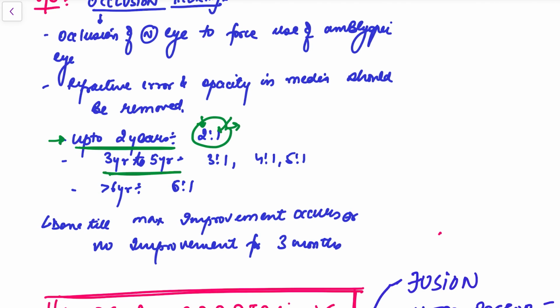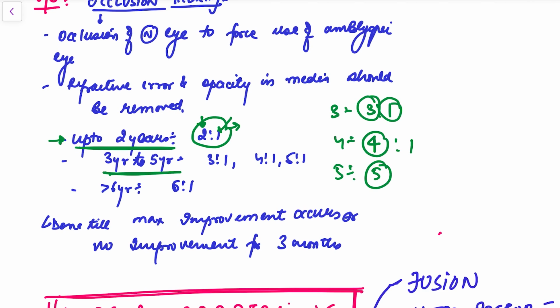And similarly for 3 to 5 years, this will depend upon the age. So for 3 years, we will occlude 3:1, that is 3 days for the normal eye and 1 day for the amblyopic eye. And if the age is 4 years, we will occlude the normal eye for 4 days and 1 for the amblyopic eye. And if the age is 5 years, we will occlude the normal eye for 5 days and 1 for the amblyopic eye. And if the age is 6 or more, then we'll do 6:1, that is 6 days for the normal eye and 1 for the amblyopic eye.